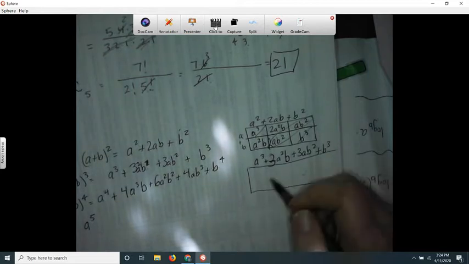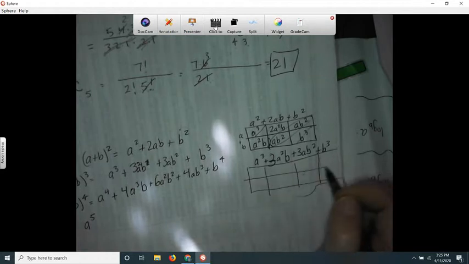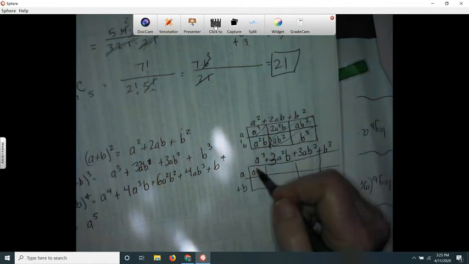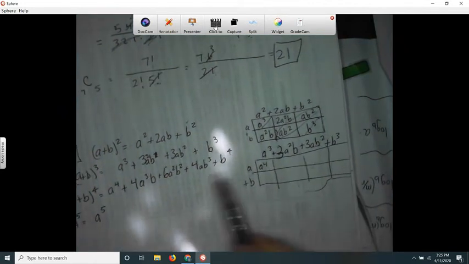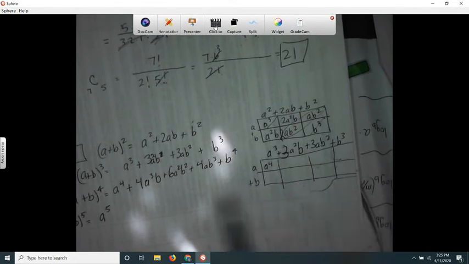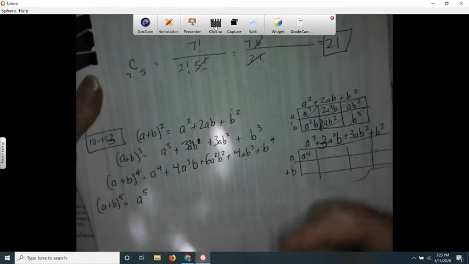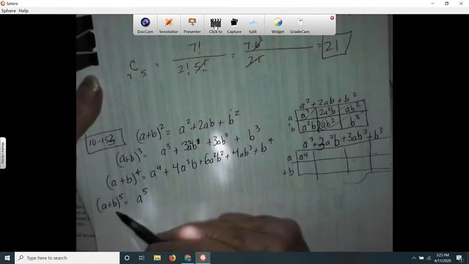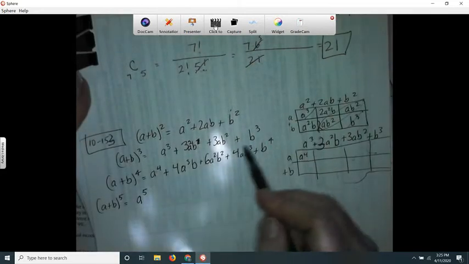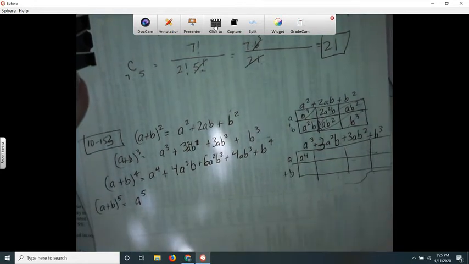If I do all this, I get a to the fourth. Well, there's my a to the fourth. I'm not going to take the time in this video to do all this multiplication, but I would get this long expansion. Now, if I wanted to get a plus b to the fifth, I could take this and put it in another multiplication box and multiply it by a plus b again. Or I can use, yes, Pascal's triangle. It's amazing, but I can.